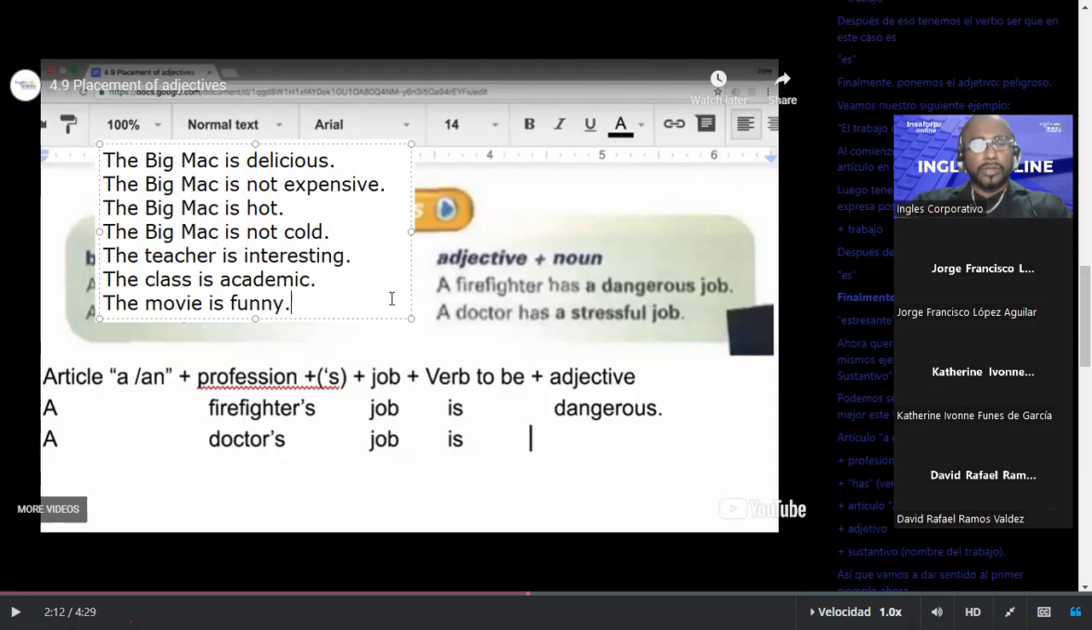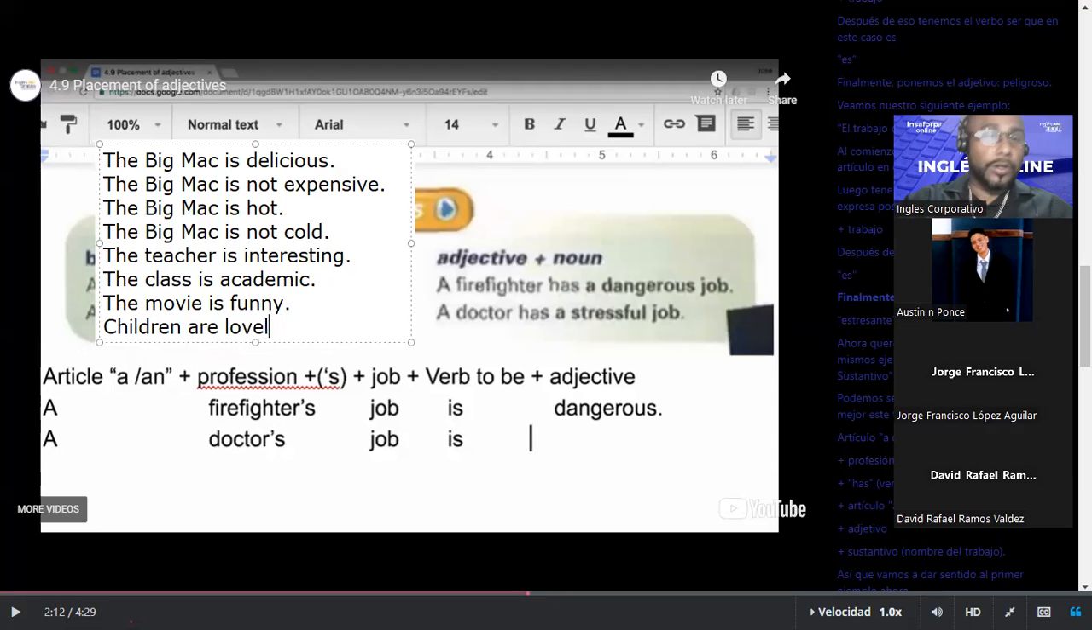Digamos que quiere decir usted en plural, los niños son encantadores. ¿Cómo digo eso? Children are, o digamos lovely, que son muy amorosos. Amazing, o loving. Children are amazing. Okay. Así sería en plural.